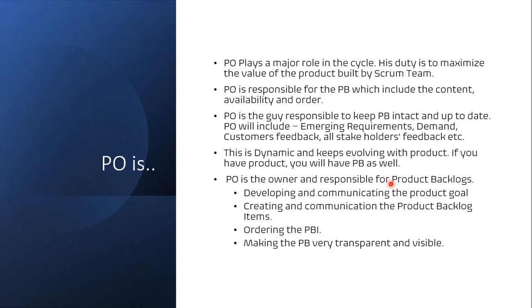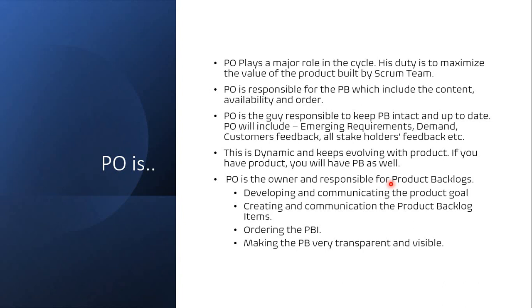So the product owner is the owner of and responsible for the product backlog, and he also holds other responsibilities like developing and communicating the product goal clearly to the stakeholders and mainly to the Scrum team. The one who is building it should know what the goal is. So, creating and communicating the product backlog items: I list the items which are to be done, and as the product owner I need to clearly convey them to the team which is going to work on them.